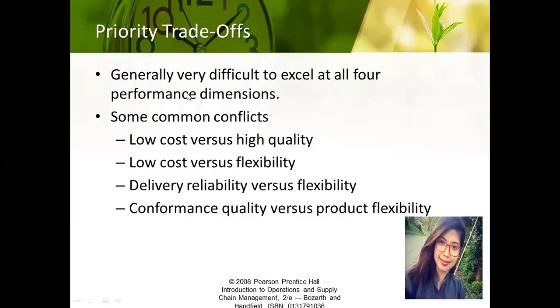For the priority trade-offs, it is generally very difficult to excel at all four performance dimensions. These are some of the common conflicts on why it is very difficult to excel in terms of performance. We have low cost versus high quality, cost versus flexibility, delivery reliability versus flexibility, and conformance quality versus product flexibility.